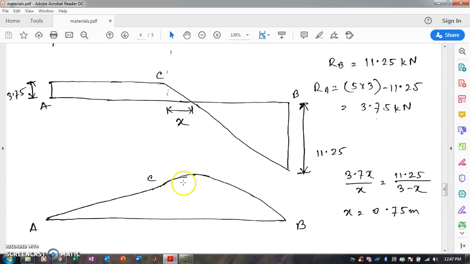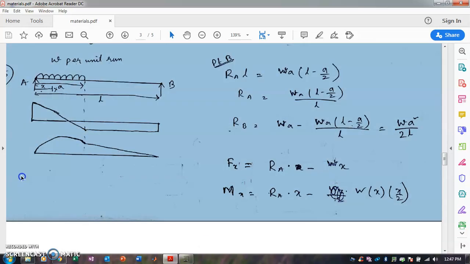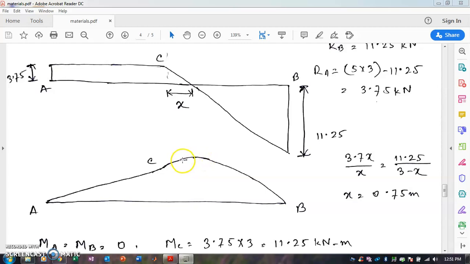So here, what will be the bending moment? Like the previous problem, the same procedure. And we already know that the point where the shear force becomes 0 is where the bending moment becomes maximum.